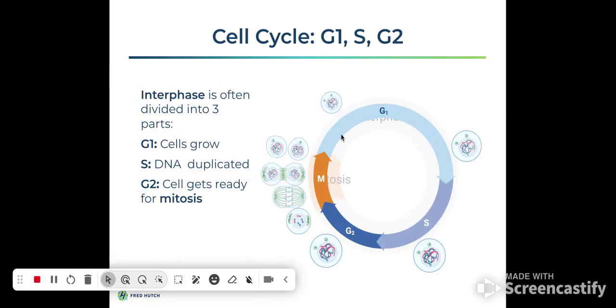All right, so here we go. You can see the full cycle. Interphase is divided into three parts. You have G1, which is growth phase 1, where cells grow. Then during the S phase, DNA is duplicated. Then there's another growth phase, G2, where the cell gets ready for mitosis. It makes sure that it has enough of the organelles that are going to need to be duplicated, and then it'll go through mitosis. And then it starts again.